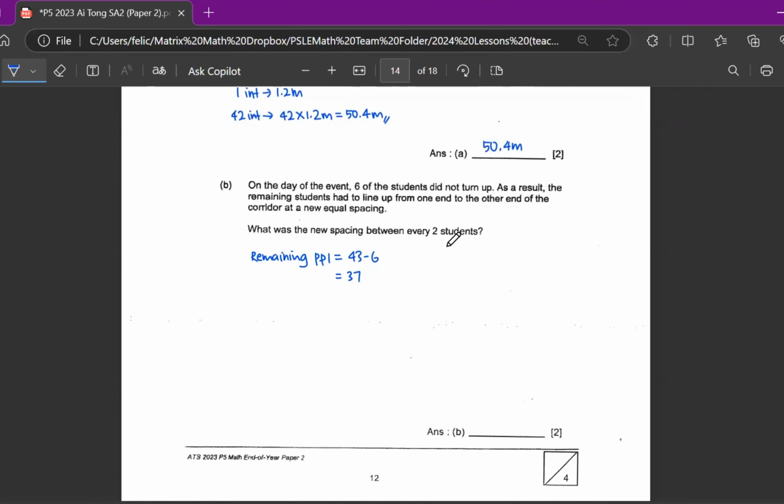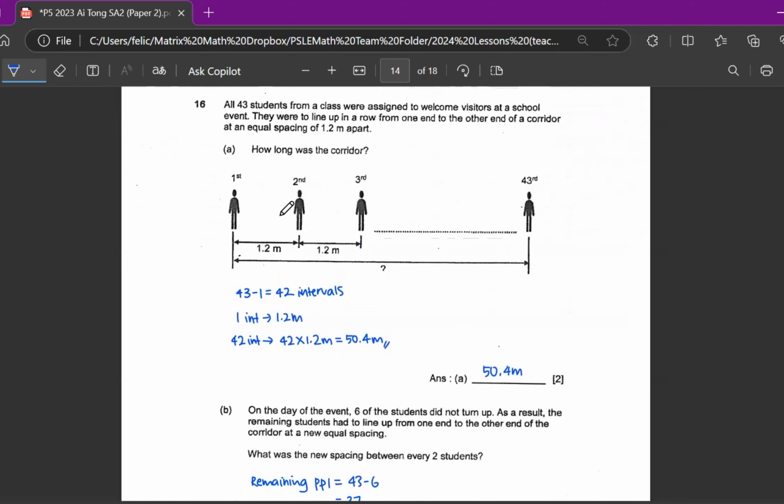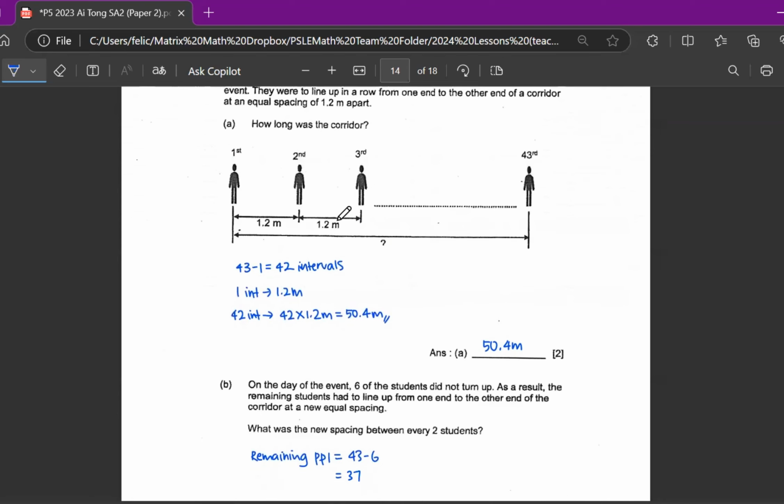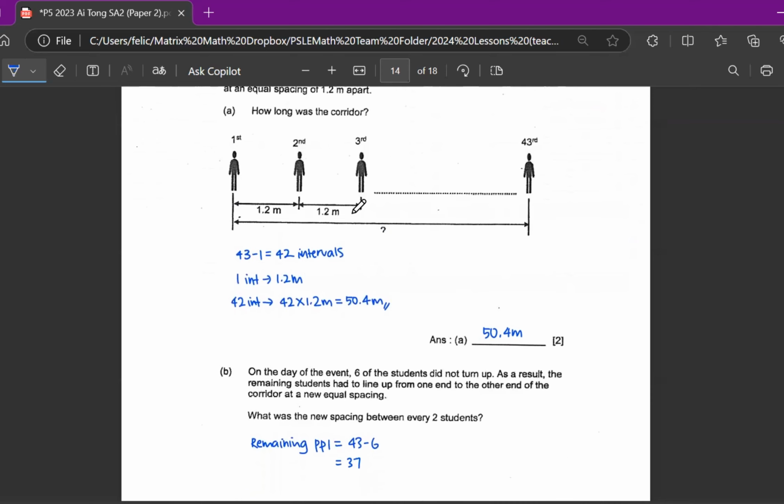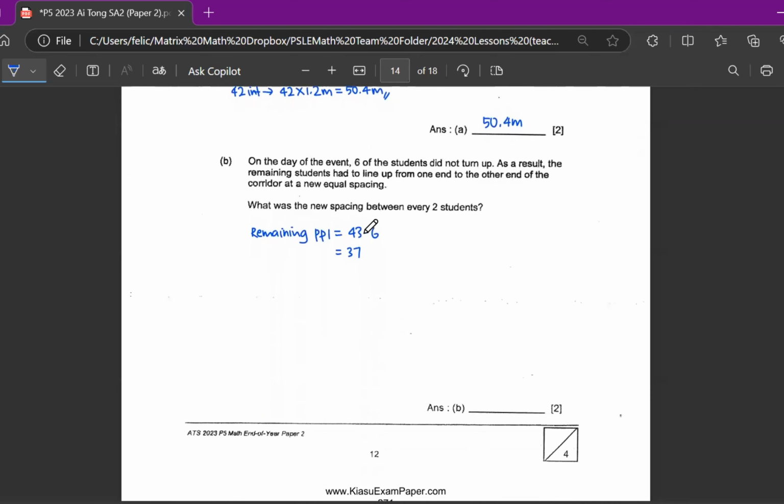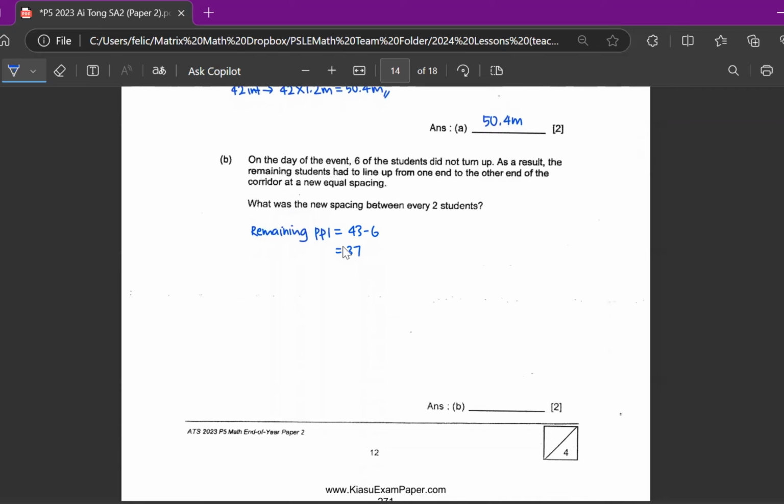Now, there's something that didn't change. The corridor didn't change. So remember that the total length of 50.4 meters for the corridor still stays the same. It's just that now each person stands further away from each other. In other words, with 37 people, again find out the number of intervals first.